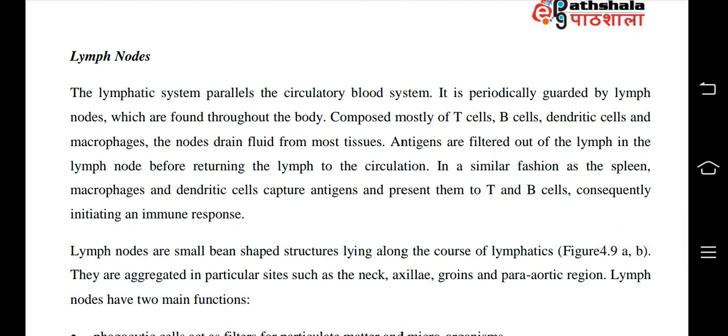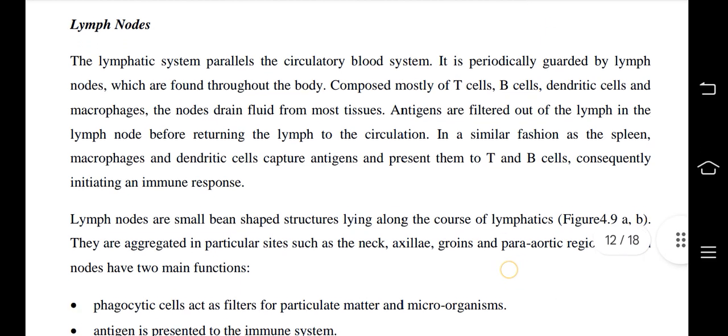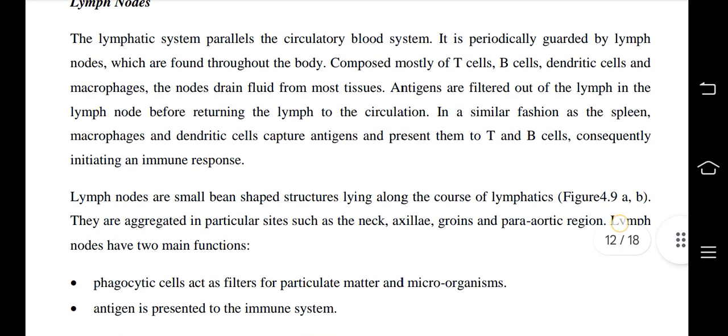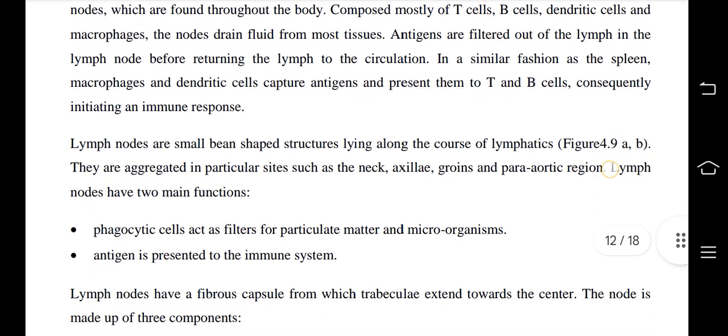Then lymph nodes. The lymphatic system parallels the circulatory blood system. It is particularly guarded by lymph nodes, which are found throughout the body. Composed mostly of B cells, T cells, dendritic cells and macrophages, the nodes drain fluid from most tissues. Antigens are filtered out of lymph in the lymph node, therefore returning the lymph to the circulation. In a similar fashion as the spleen, macrophages and dendritic cells capture antigens and present them to the B cells, consequently initiating our immune response.